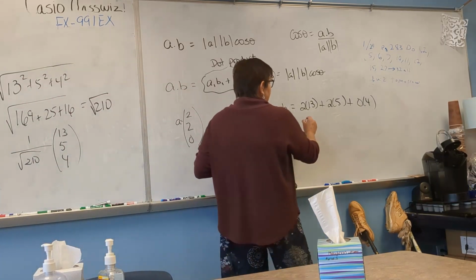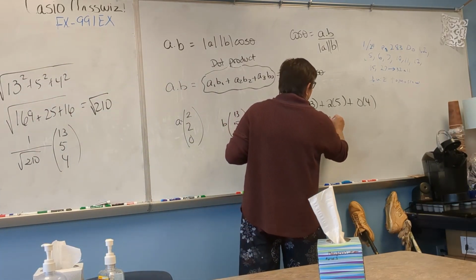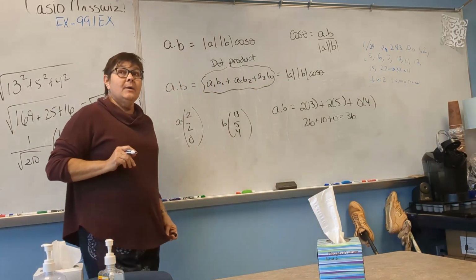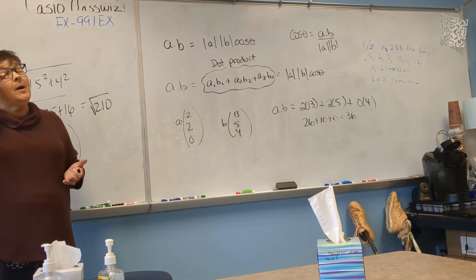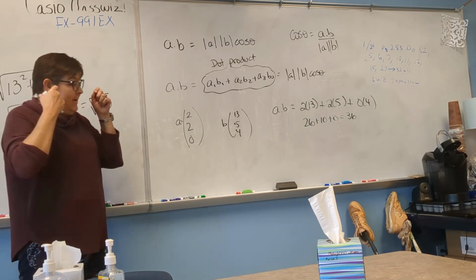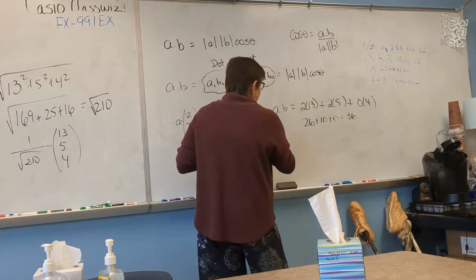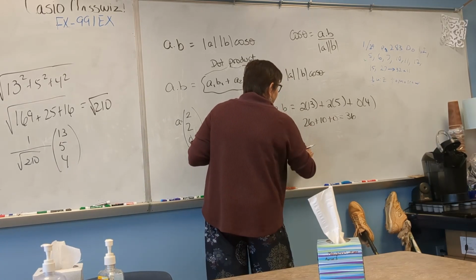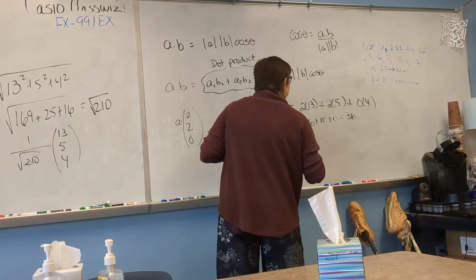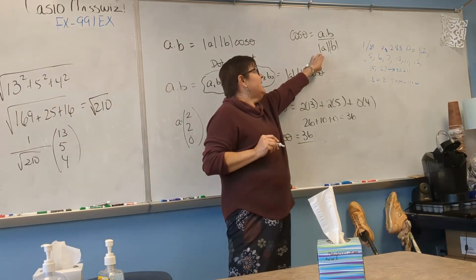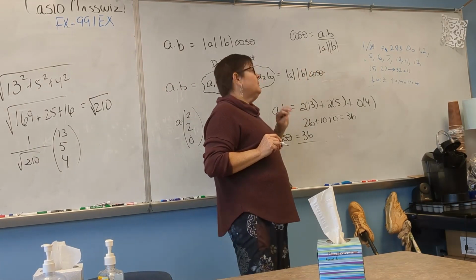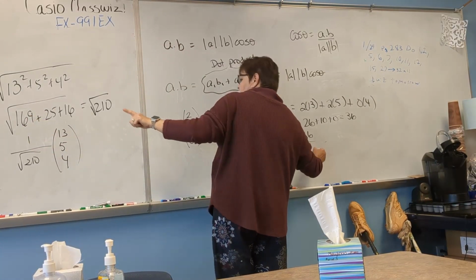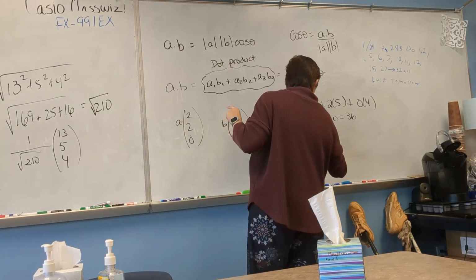36. 26 plus 10 plus 0, so 36. Are we cool? How do I find the angle between the two vectors? We find the dot product, and then cosine of theta is equal to the dot product divided by the length of each of those vectors. That's what these guys are saying, it's the magnitude. So we just did it. A was the square root of 8, and then B is the square root of 210.